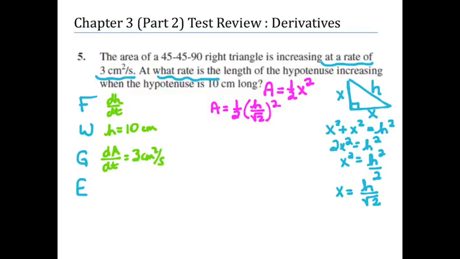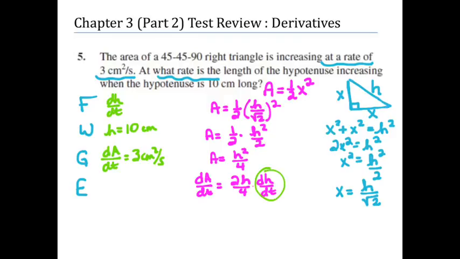And so now I'm ready to take a derivative, except I think I'm going to simplify this a little bit before we do the derivative. This would be 1/2 times h squared over 2. And so really what I have, area is equal to h squared over 4. So now let's do our derivative. The derivative of A, dA dt, equal to the derivative of h squared over 4 is going to be 2h over 4 times dH dt.